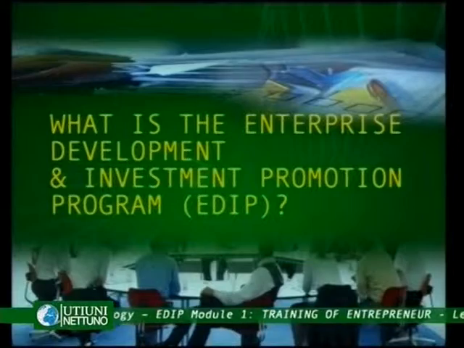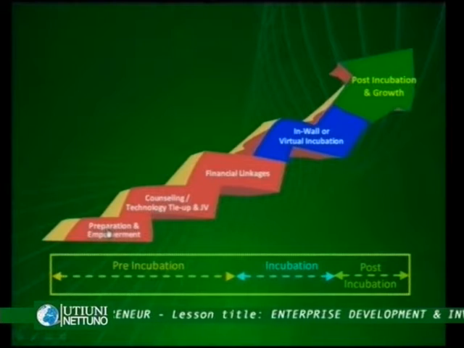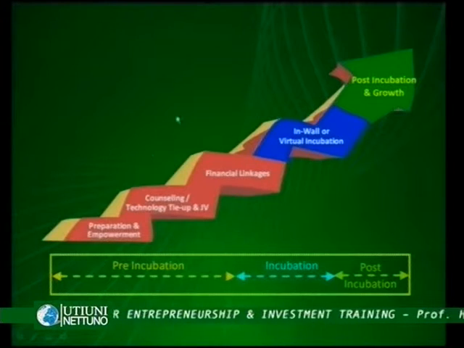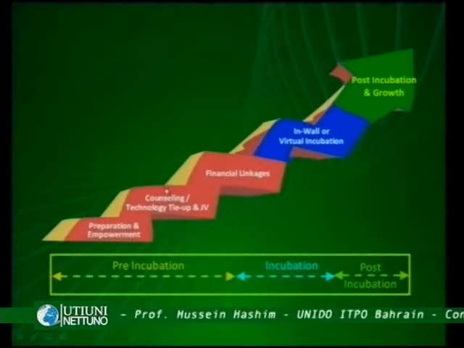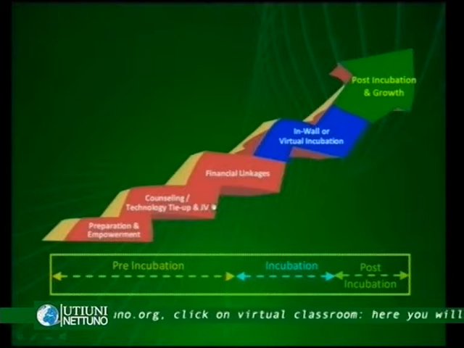In a nutshell, what is the Enterprise Development and Investment Promotion Program, EDIP? As we can see, the steps go from the red zone to the blue zone, sailing to the green zone. There is a pre-incubation phase, an incubation phase, and a post-incubation phase. The pre-incubation phase is the red zone, which is a little bit dangerous. It starts with preparation and empowerment, then counseling and technology tie-up, or even a full joint venture at a very early startup stage, where we look for the right technology sourcing, but we can develop a full joint venture between a foreign investor and a local entrepreneur, and then the financial linkages. Those 3 steps we call the pre-incubation.